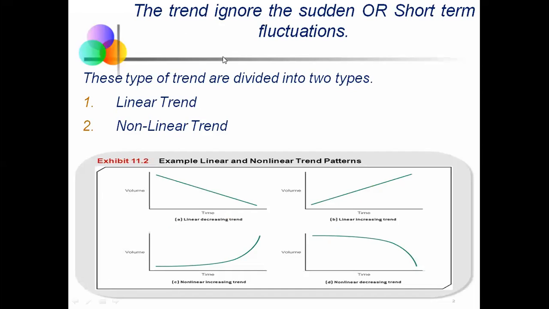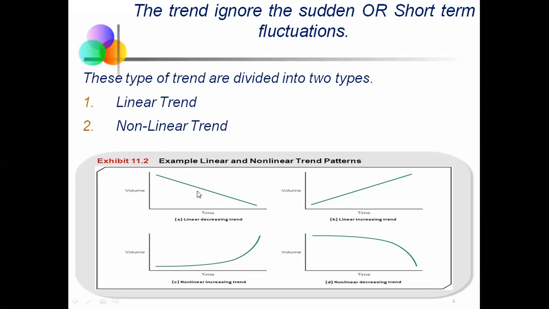See, as we know, there are some short-term fluctuations also, but here in the long term, we can ignore the short-term fluctuations. So this type of trend is divided into two types, linear and non-linear. As I told in the beginning, what is linear and what is non-linear? If the power value is equal to 1 in the particular equation, then the equation is called a linear trend or linear equation.